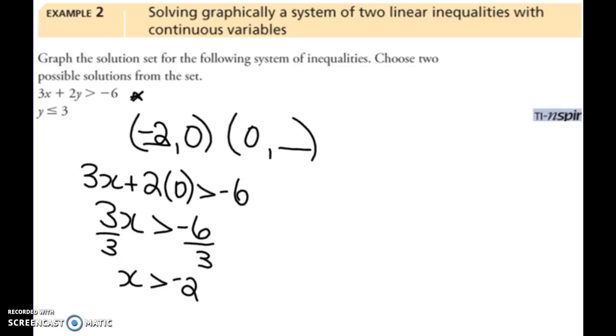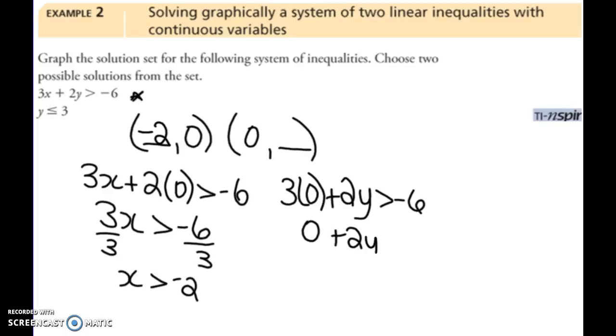Now I do this when my x is 0. I'll write my equation again, but I'll put my x as 0. So 3 times 0 is 0. So I have 2y is greater than minus 6. I divide by 2, I have y is greater than minus 3. So when my x is 0, my y is minus 3.